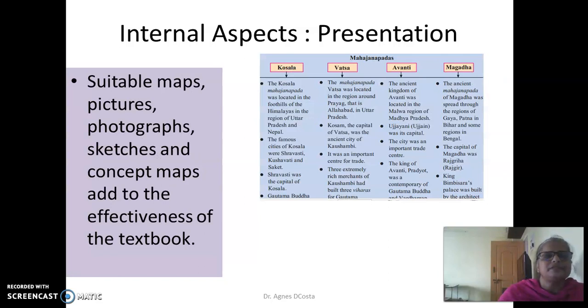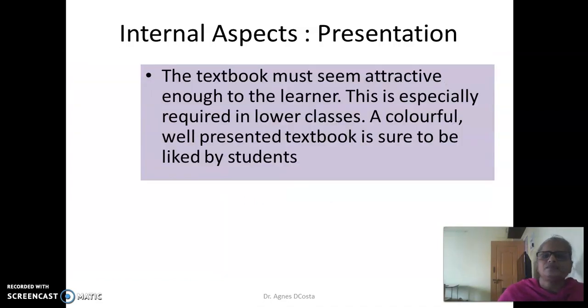Suitable maps, pictures, photographs, sketches, and concept maps all add to the effectiveness of the textbook, and they also help to summarize what the learner has learned. A textbook must be attractive enough for the learner. This is especially true in case of lower classes. So a colorful and well-presented textbook will be liked by students.